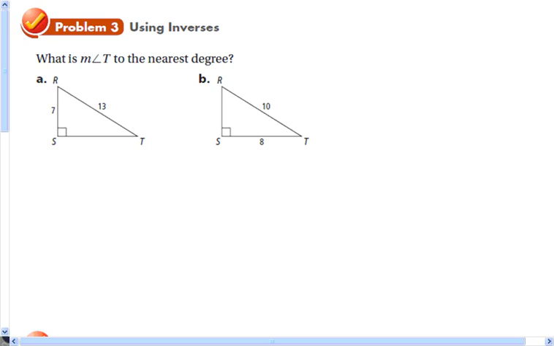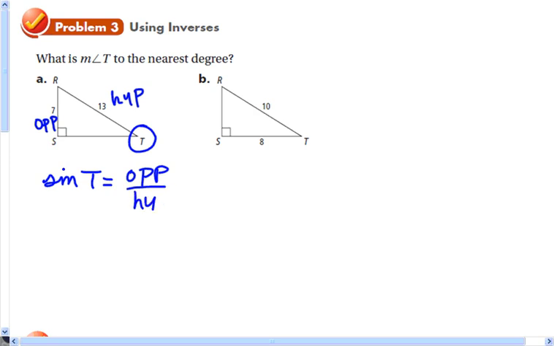All right, here we're going to use the sine inverse to find these. We want to know what the measure of angle T is, so this angle right here. And let's just label this. We know that 7 is opposite T and 13 is the hypotenuse. So we have opposite and hypotenuse. The ratio that we can use for this one is the sine. Sine of T is equal to the side opposite divided by the hypotenuse. And we can go ahead and plug in those numbers. Sine of T is equal to 7 over 13.